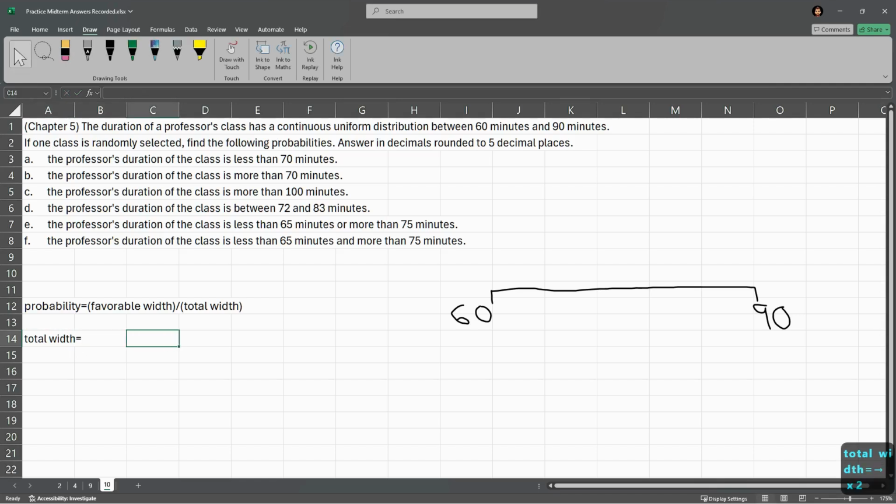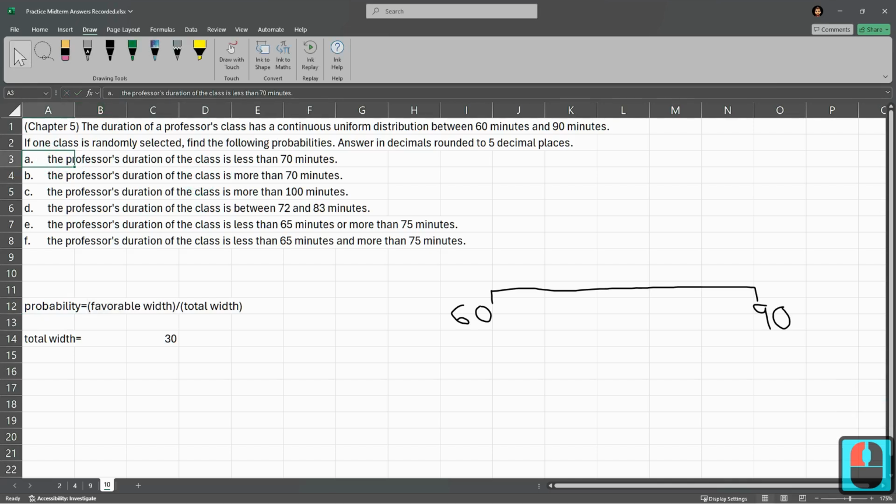So total width, that's going to be max minus min. How long is this interval? So we can do 90 minus 60. So this interval contains 30. So there's 30 between 60 and 90. So that's the total width. Now all we need to do on these is figure out the favorable width for each part. Okay, so let's get started.